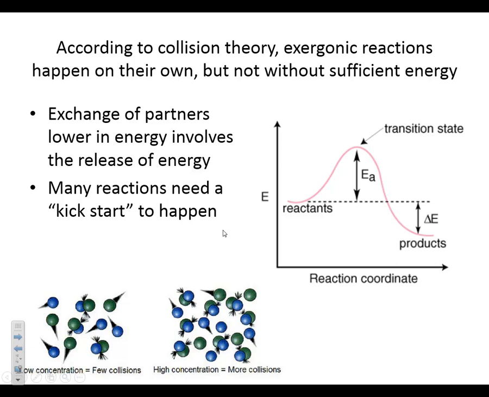Okay, so according to collision theory, exergonic reactions happen on their own, but not without sufficient energy. We talked about this, yeah? You guys remember that? So, does this graph show an exergonic or endergonic reaction? Understanding this graph is something that I will be asking you to do, so make sure that you understand graphs like this.